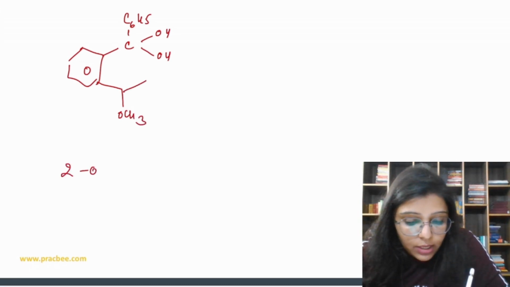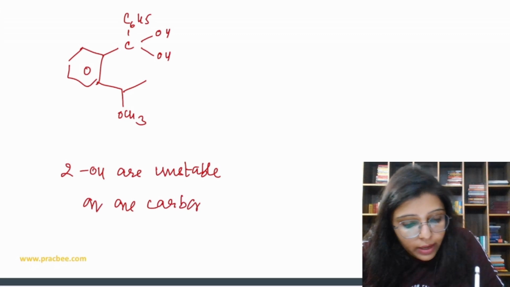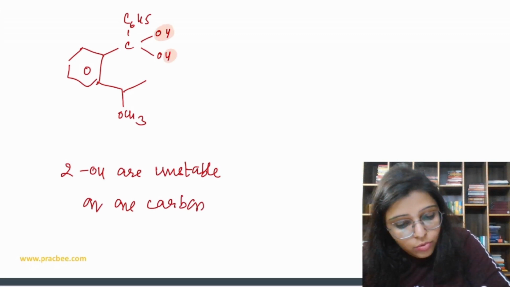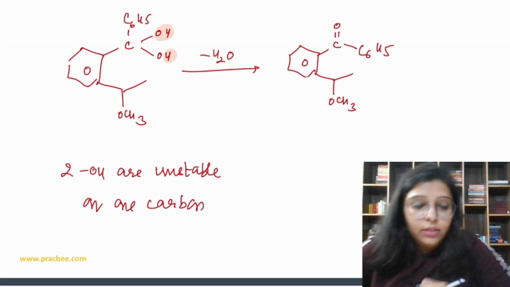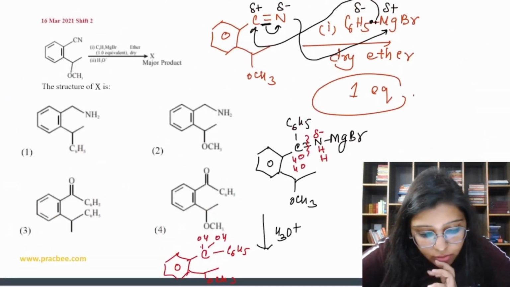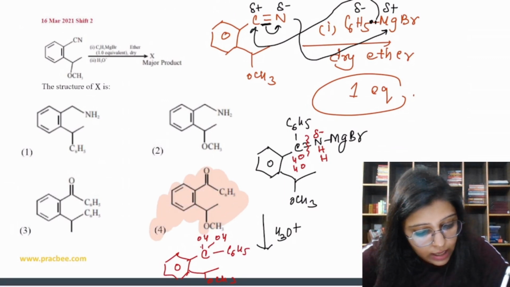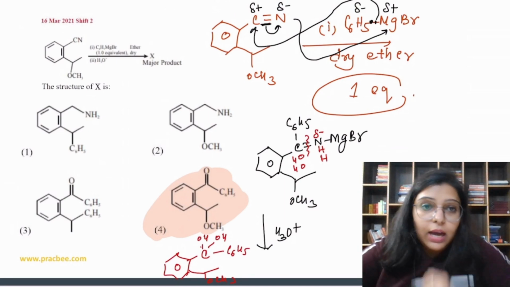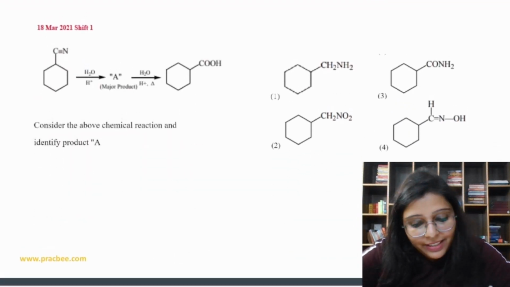Now 2 OH are unstable on one carbon. 2 OH are unstable on one carbon. So there is rapid loss of water. So let's remove water. So we get C=O, C6H5, OCH3 and this. Clear? So let's find the correct answer. We have option number 4 as the correct answer. Easy? Okay, let's do the next question.